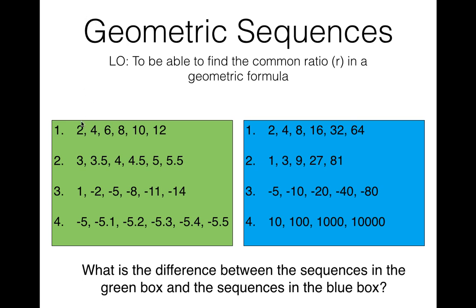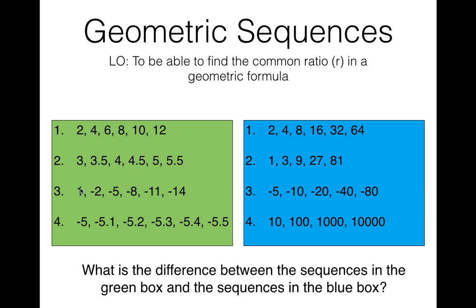Okay, so the green box sequences you should recognise from last lesson. They are our arithmetic sequences. Each time you add the same number and it makes the sequence progress. So in this case we add 2 every time: 2, 4, 6, 8, 10, 12. In this case we add a half every time: 3, 3.5, 4, 4.5, 5, 5.5.